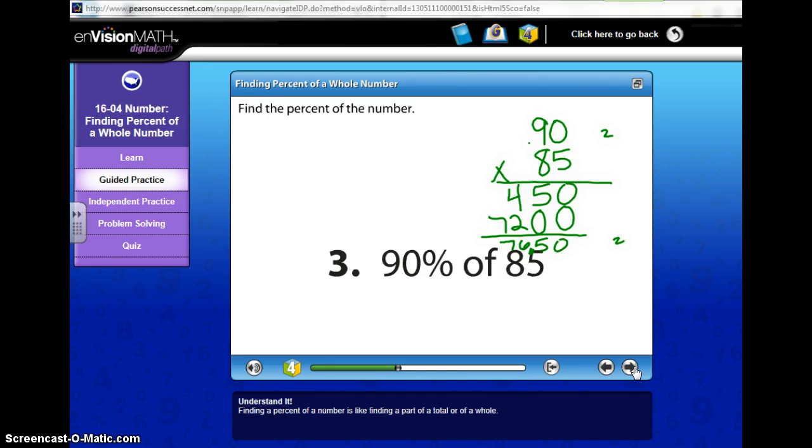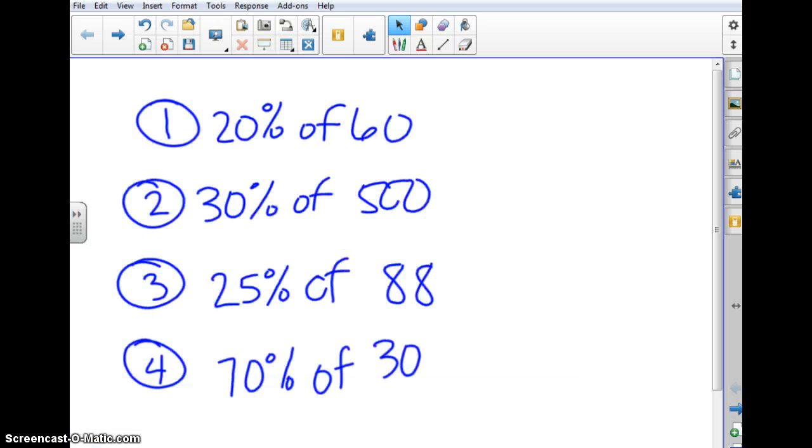Okay. Check yours with mine. Do you have any questions? Many people forgot to put in their placeholder here, and then when they did 8 times 0, they put it here instead of here. Oh, snap. Okay. All right. The next thing you're going to do is I would like you to open up Explain Everything.